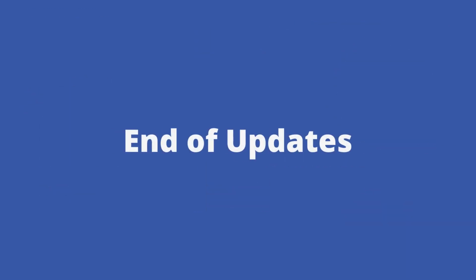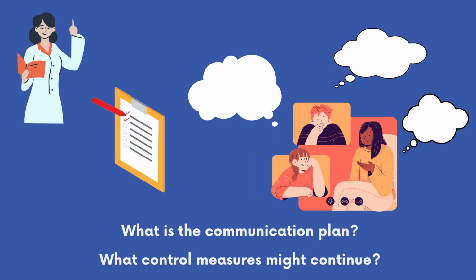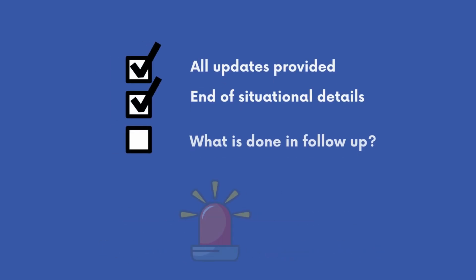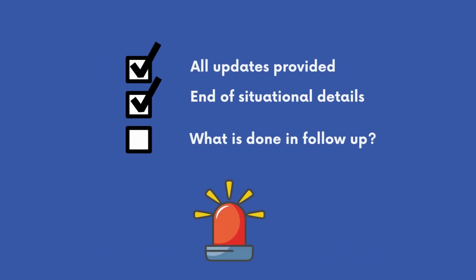This brings us to the end of the updates. And now, it is important to consider what is the communication plan? What control measures might continue? All the updates are provided, and this is the end of the situational details. What will be done in follow-up?